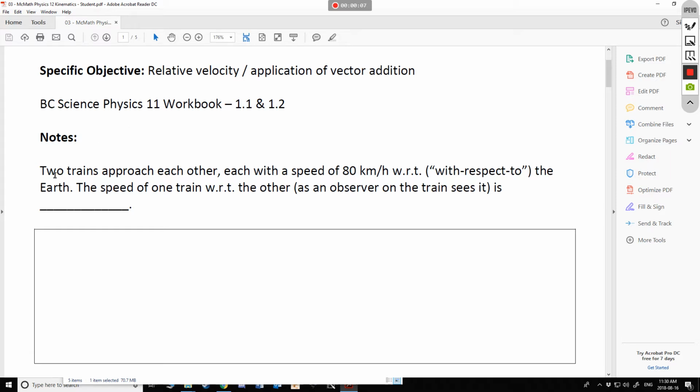So two trains approach each other, each with a speed of 80 kilometers per hour with respect to the Earth. The speed of one train with respect to the other, as an observer on the train sees it, is what?